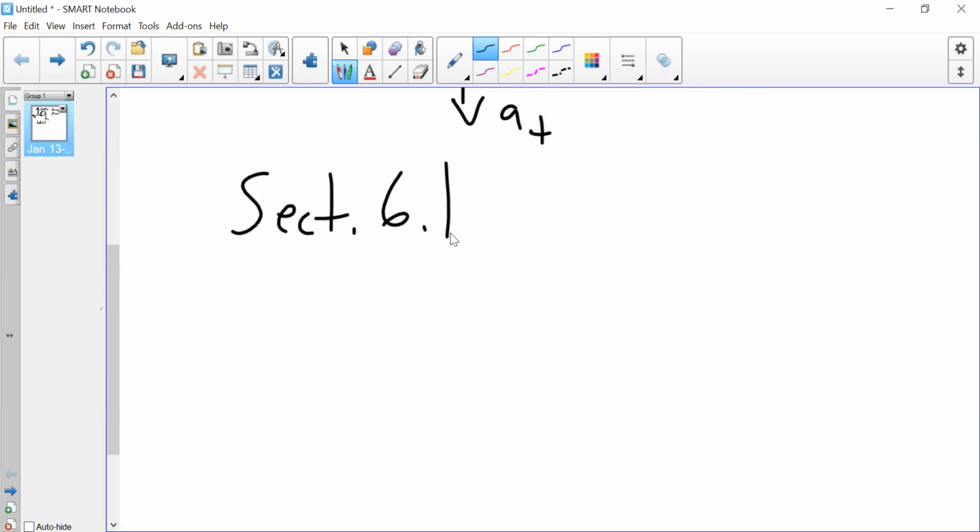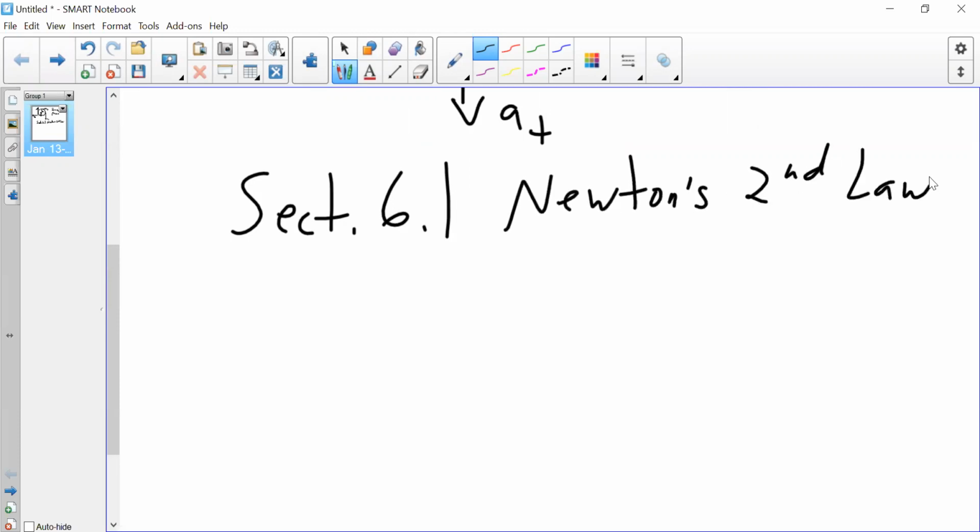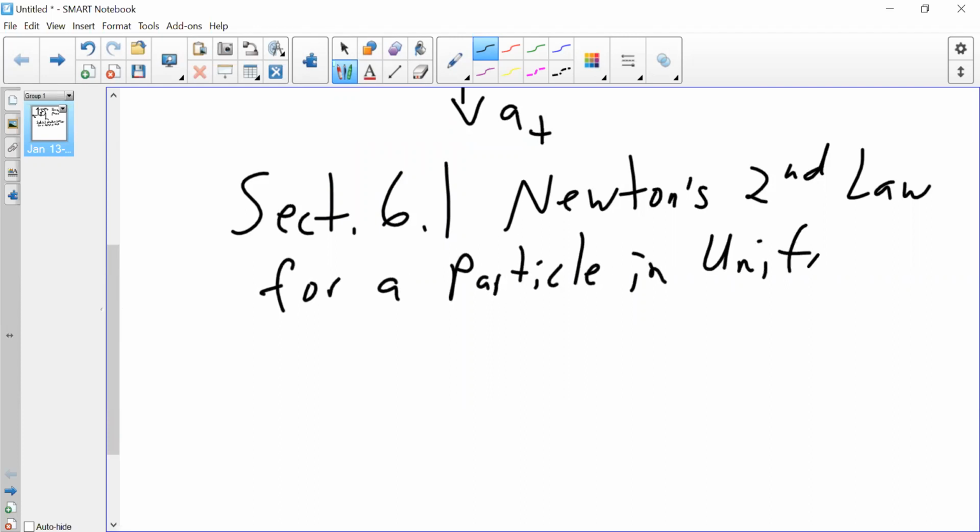Obviously the title, chapter 6, circular motion and other applications of Newton's laws, and 6.1, Newton's second law for a particle in uniform circular motion. Basically, we're looking at the force that's exerted on a particle as it turns around. It's the force that keeps that object moving around in a circle.